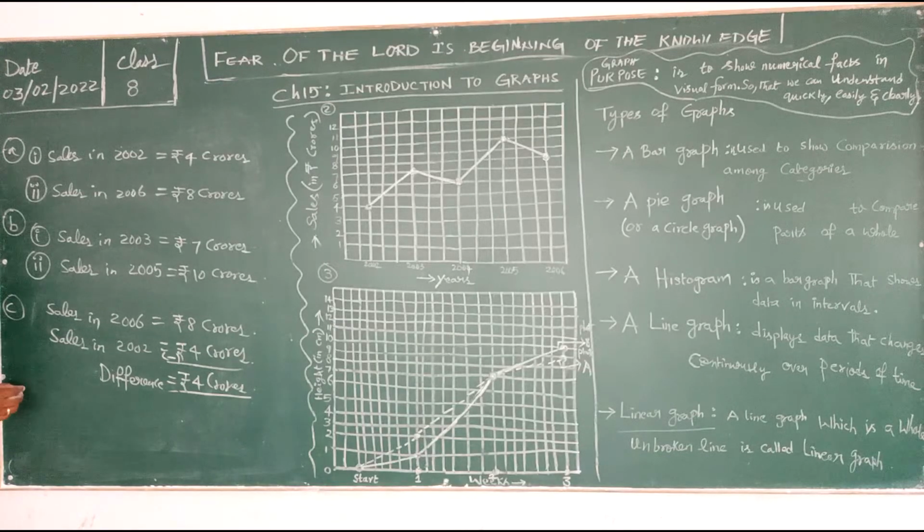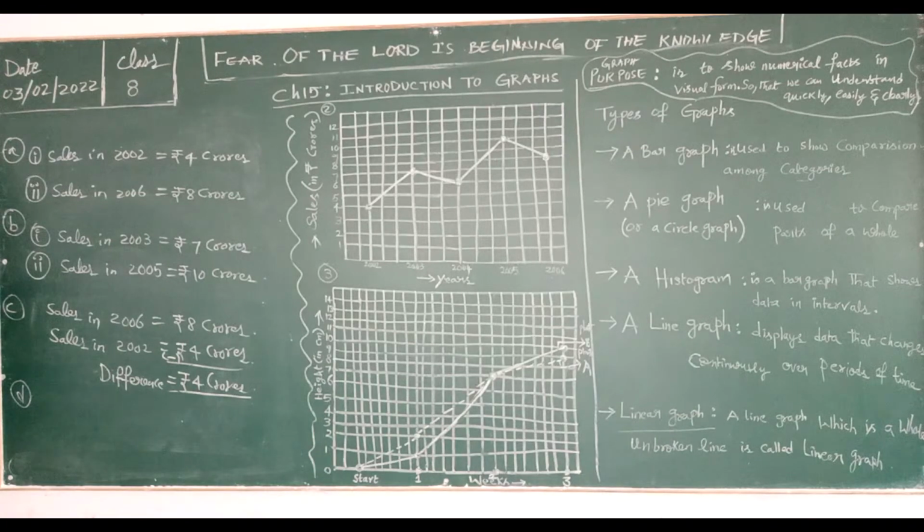D. What is given in D? In which year was there the greatest difference between the sales as compared to its previous year?